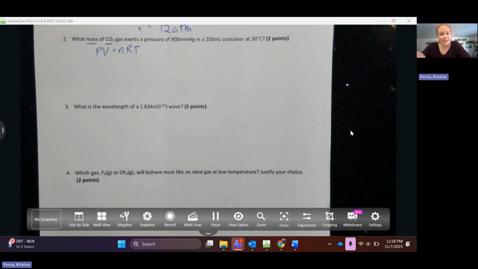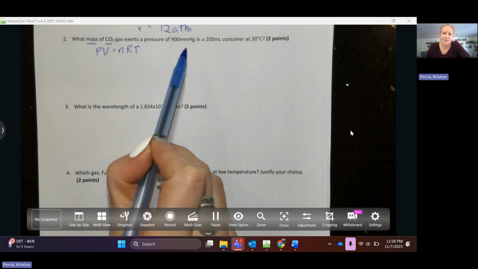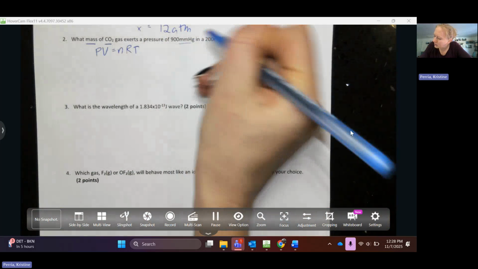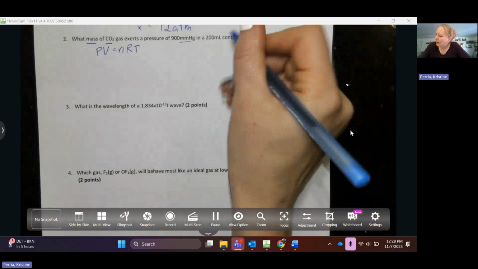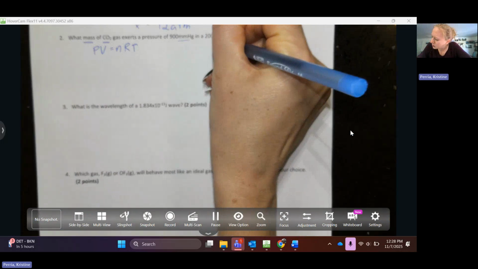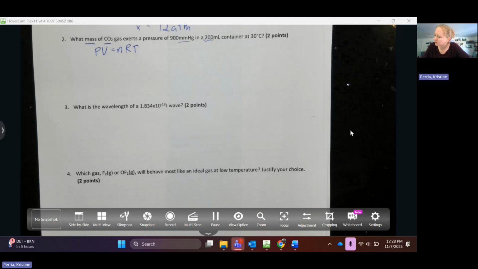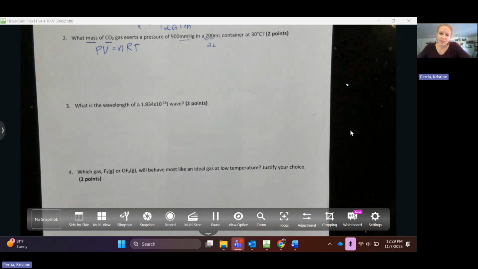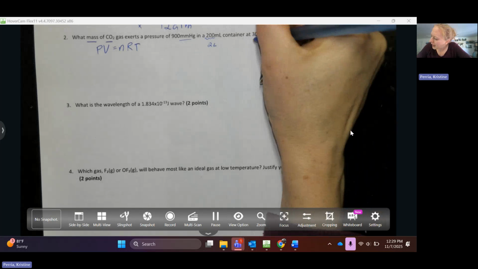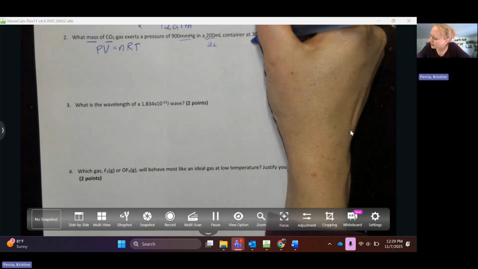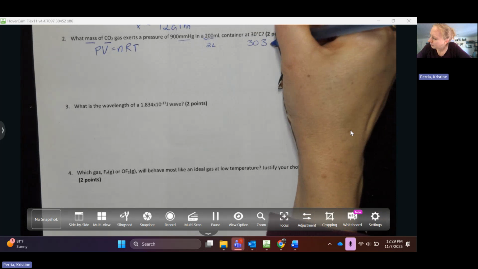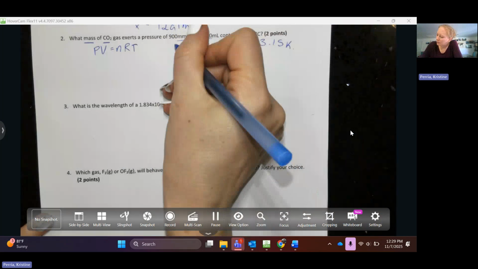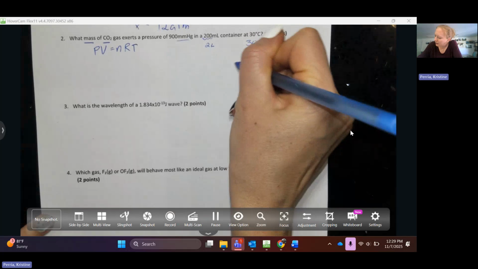Now, the annoying thing is all of the variables that are given to you within this equation are in the wrong units, right? So we're not allowed to use millimeters of mercury. We have to use atmospheres. We have to convert this into liters, which is easy, right? Because we just move the decimal place 1, 2, 3 places over. So it's 2 liters. And then for 30 degrees Celsius, we're not allowed to use Celsius. We have to use Kelvin. So we are going to add 273, so that's going to equal 303.15 Kelvin.